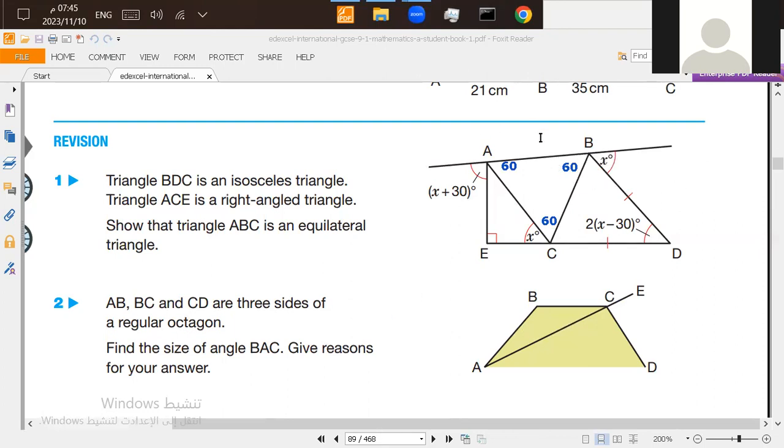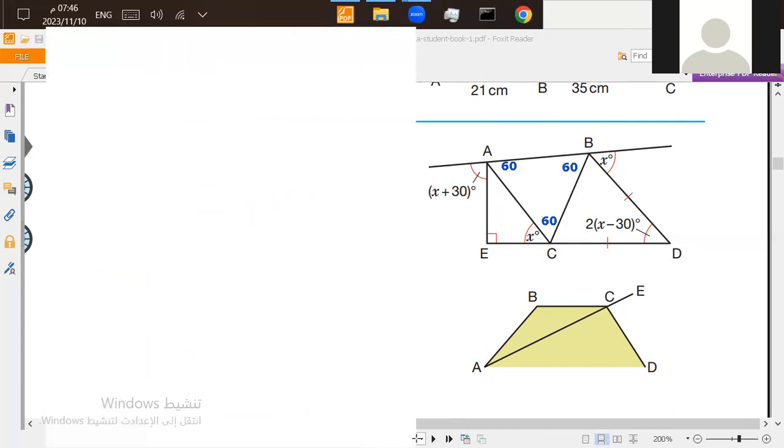So I'm going to follow the steps. I'll write them here and then I'll prove that each angle is 60, and this is how I prove that this is an equilateral triangle. First, let's cover this space so we can work here. I'll cover everything because I need a lot of space, and then I'll prove that it's equilateral.